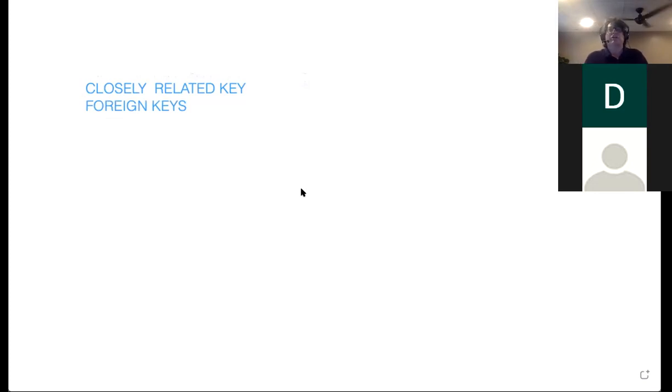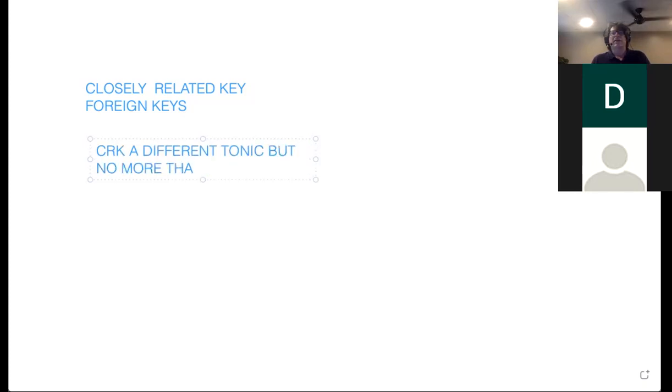Okay, a closely related key is, I'll put it here. And to show you how hip I am, I'm going to put initials. The closely related key, no one calls it a CRK, but I'm going to put it in there just to save time. Closely related key is a different tonic, but no more than one sharp or flat different.